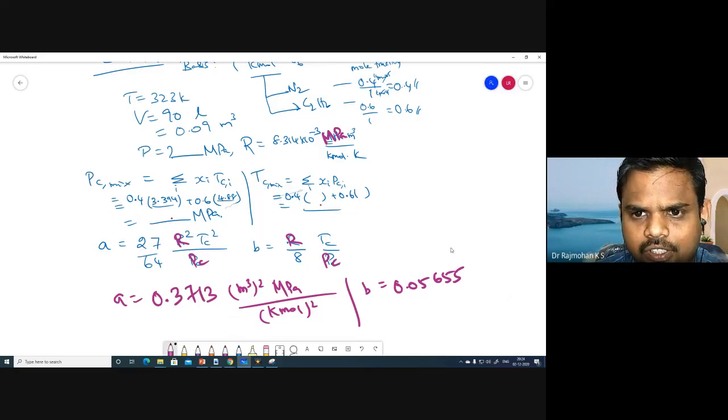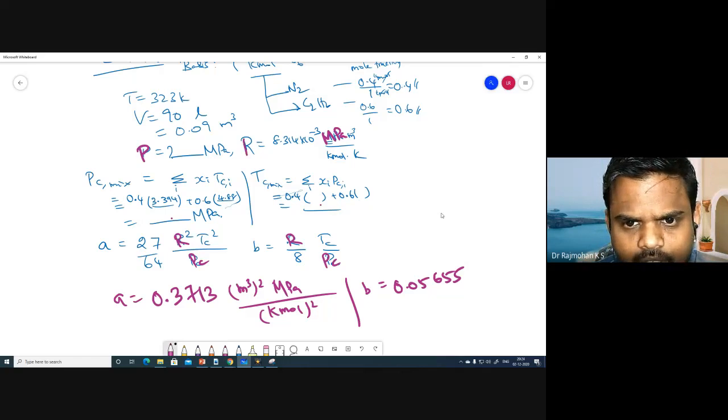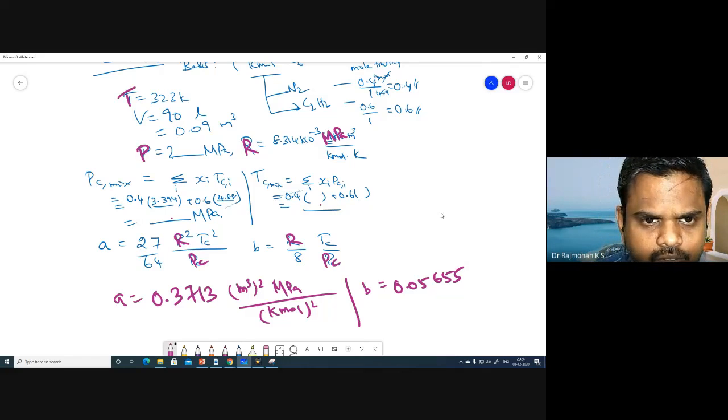So these are the values for A and B, and the only thing we don't know is the total pressure. So what we have to find now is P. The R value is known, temperature is known, and small v value is known. Okay, small v is what?